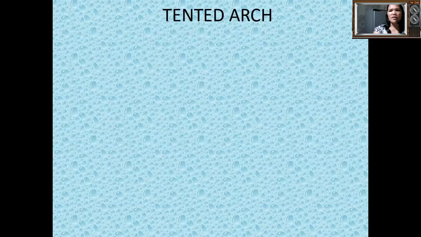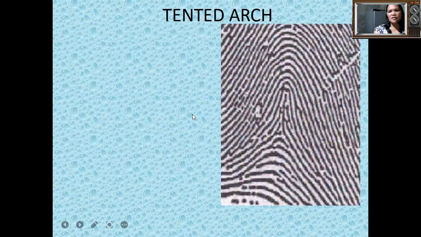Okay. Aside from the plain arc, we also have what we call the tented arc. In the tented arc, of course, we have again a keyword. It looks like a tent. Why is it that it looks like a tent? Because there is an upthrust at the center, so the formation is like a tent. Okay, if you are going to build a tent, you have to provide a straight pole, and then it will look like a tent like this. So, the same is true with what we call the tented arc.